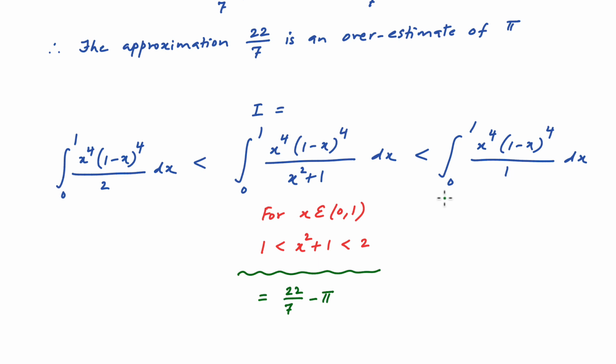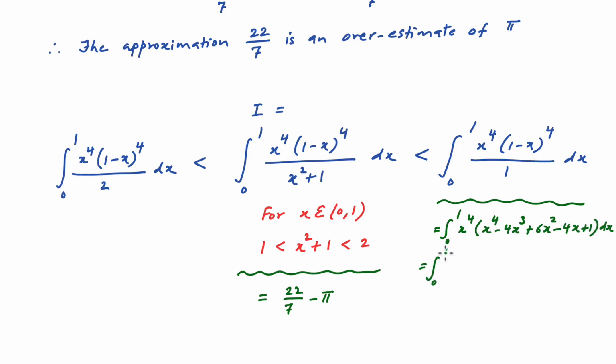The integral at the upper end is simple to calculate. It is equal to integral 0 to 1 x raised to the power 4 times in brackets x raised to the power 4 minus 4x cube plus 6x square minus 4x plus 1 dx. This is equal to integral 0 to 1 x raised to the power 8 minus 4 times x raised to the power 7 plus 6 times x raised to the power 6 minus 4 times x raised to the power 5 plus x raised to the power 4 dx.